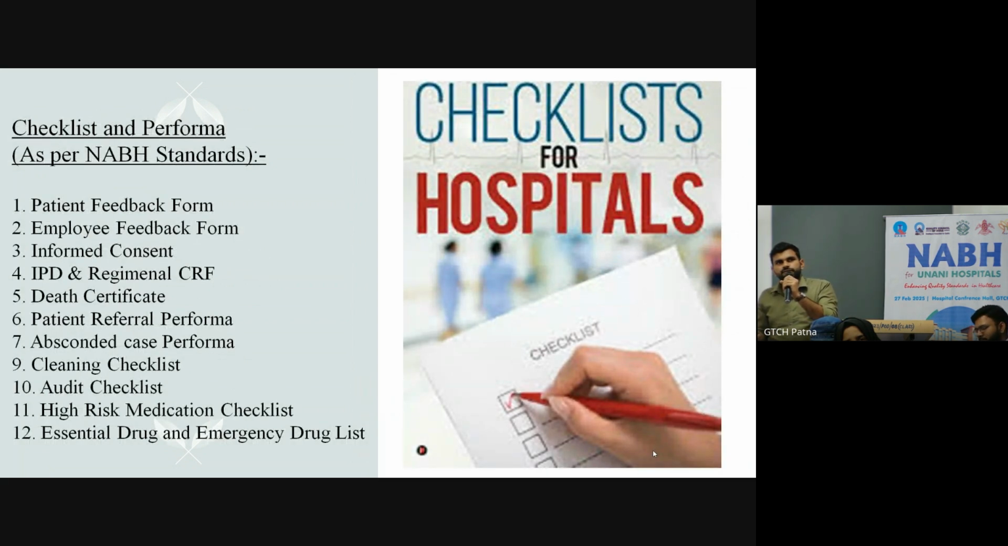Next are the checklists and proformas. These are some checklists and proformas I have written. I cannot explain them one by one. These are the patient feedback form, employee feedback form, informed consent. The informed consent should clearly indicate the risk and benefit of that particular treatment given. And next are the IP and regional CRF and patient referral proforma, absconded case proforma, cleaning checklist, audit checklist, high risk medication checklist, essential drug and emergency drug list.